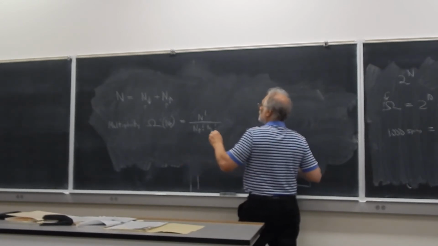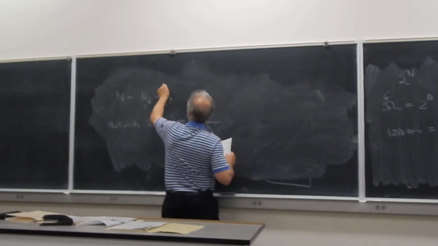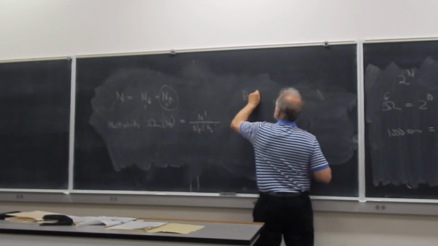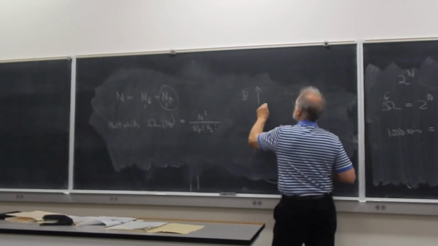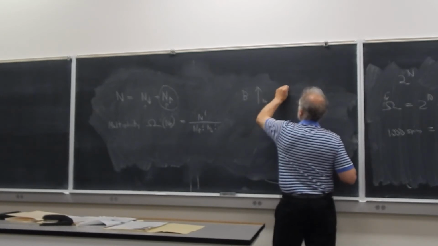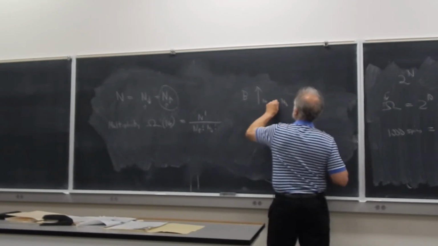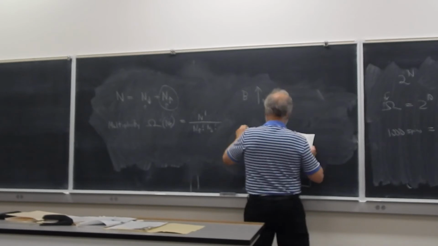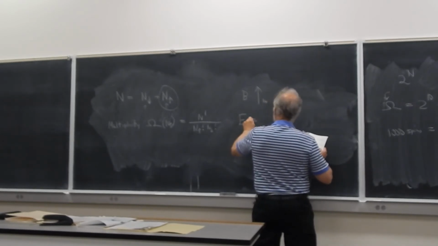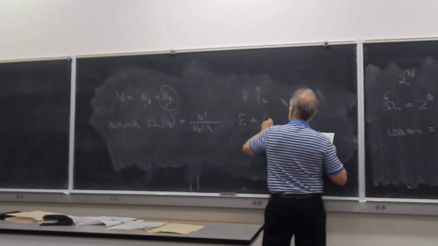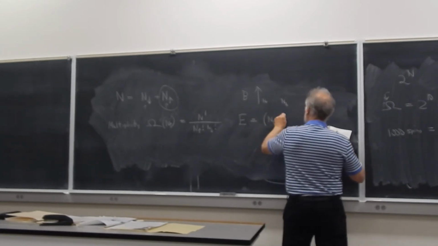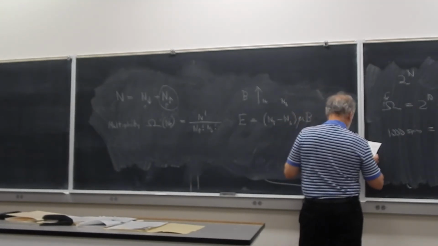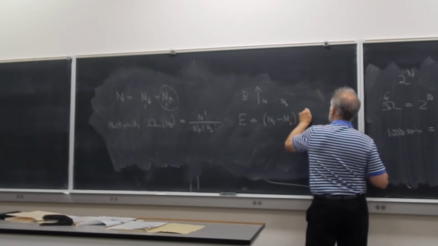So let's say that the spin up particles point in the same direction as a magnetic field, so my N ups point that way, and the spin down particles point in a direction opposite to the magnetic field. We can associate an energy with this, and the energy is equal to the number of up spins minus the number of down spins times the magnetic moment times the magnetic field. I should say mu dot B.